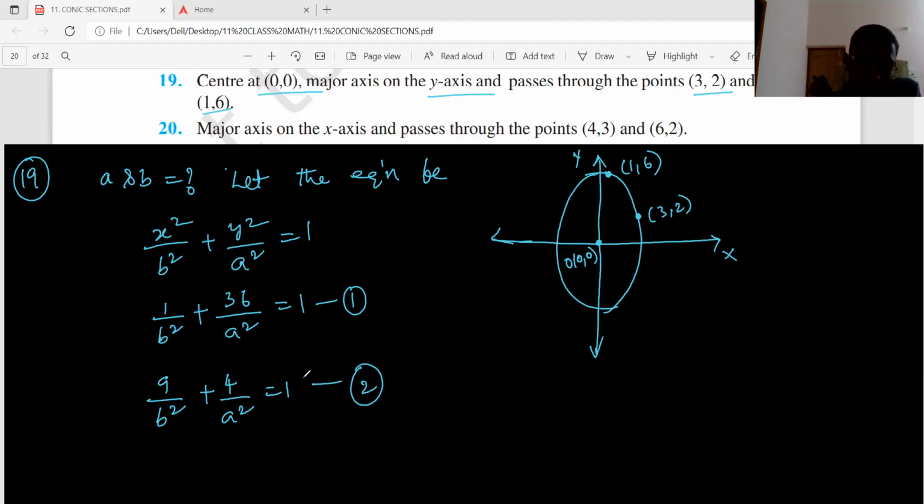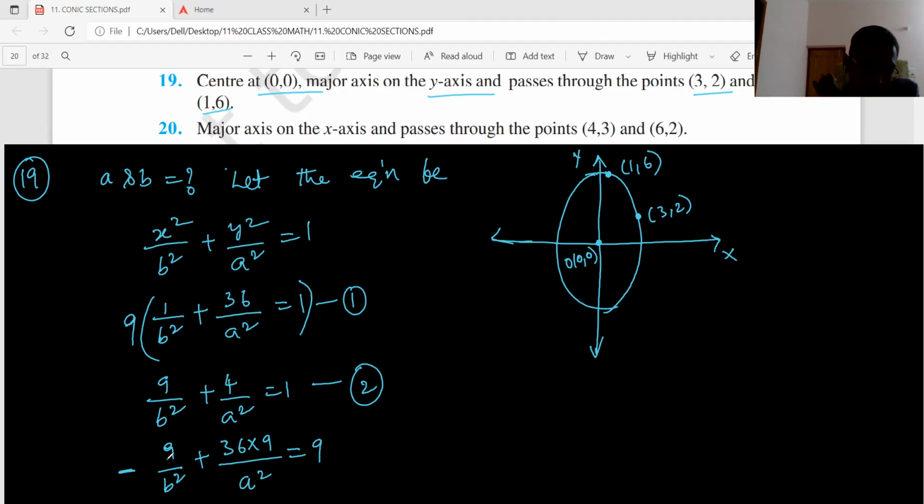Now, don't worry about this a square, b square and all. Here 9 by b square is there, 1 by b square is there. So you multiply this with 9. What you get is 9 by b square plus 36 into 9 by a square equal to 9.